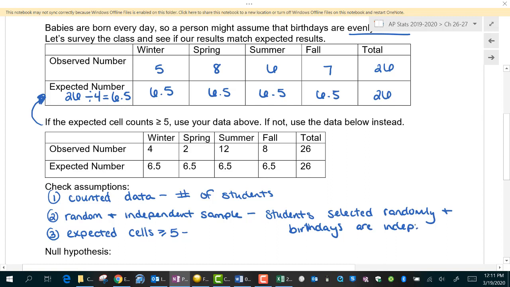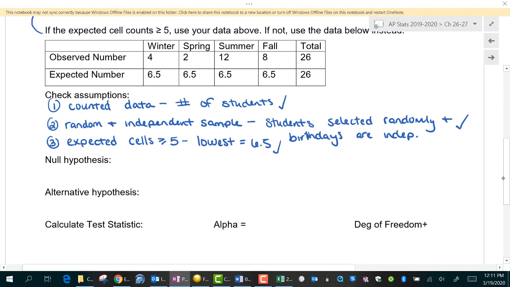And then my last condition is the expected cells are greater than or equal to 5. Now, because my lowest is 6.5, that condition has been met. So all 3 conditions we can check off. Next up is our hypotheses. Again, I'm going to pause for just a minute and write out my null and alternative hypotheses and give you a chance to write your conditions down.